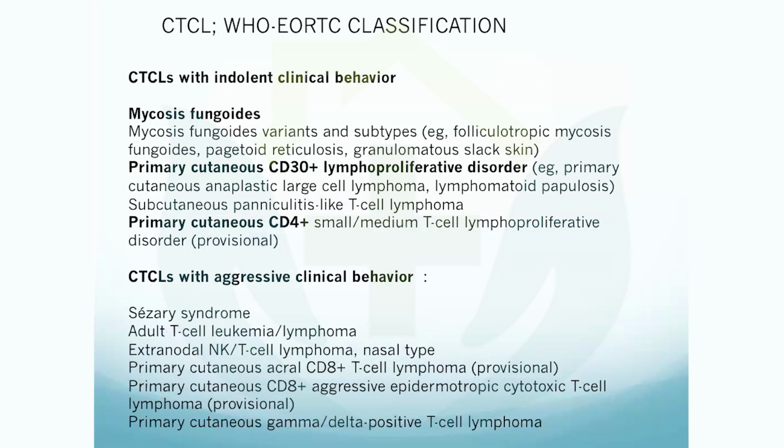Now, this is again for your understanding. This is the WHO classification. CTCL with indolent clinical behavior is mycosis fungoides, primary cutaneous CD30 lymphoproliferative disease, and primary cutaneous CD4 positive disease. And CTCL with aggressive clinical behavior is Sézary syndrome, adult T cell leukemia lymphoma, and extranodal NK/T cell lymphoma. All these are aggressive diseases.